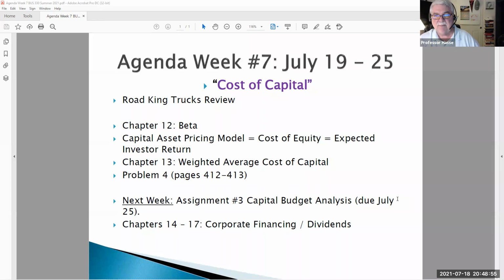Okay, a somewhat complicated video, but at the same time, the definitions and what it's saying is what we're going to be using in assignment number 3 in the Road King case. And we'll talk about that in our lecture video this week. But it's a good review of what this cost of capital represents in finance. And it's very important for future study in your business program.